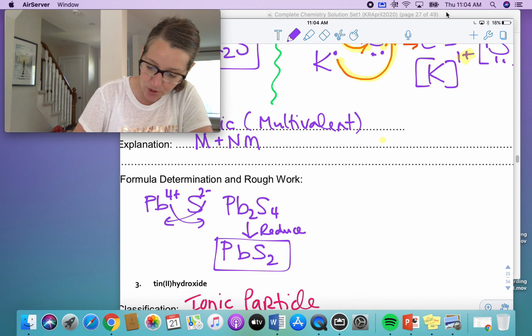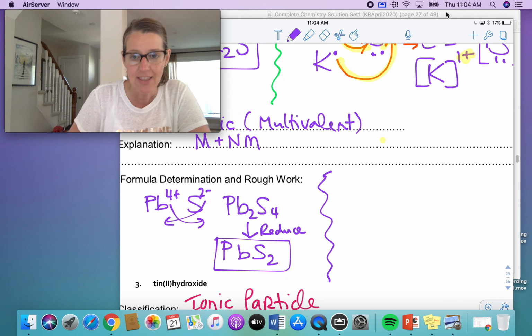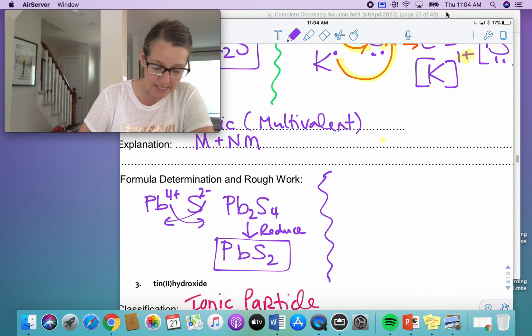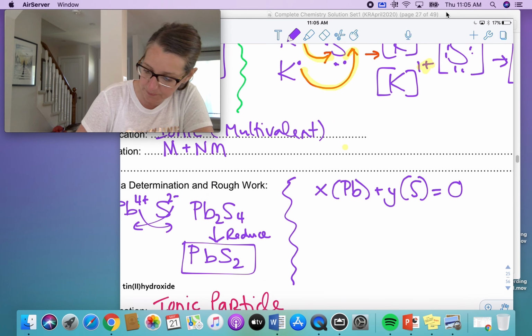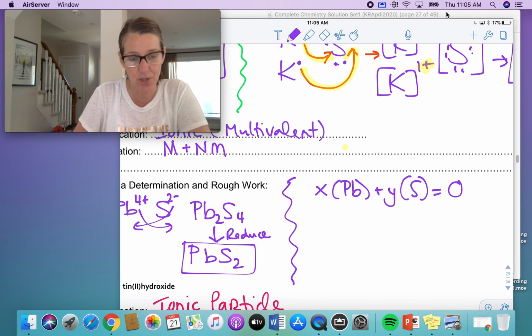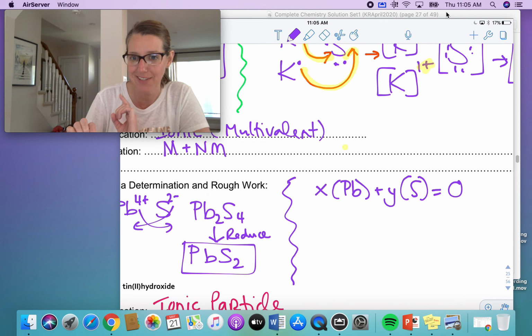Okay, now, do you want to see the rough work for this one again? Yeah. If you don't understand the zero-sum rule, then I want to show you how to do that one more time, okay? This is basically saying, how do I know how many of each of those ions are going to be in the formula, okay? So this is where I go. How many leads plus how many sulfurs will add together so that the charge on my overall compound is going to be 0, okay? How many of each?